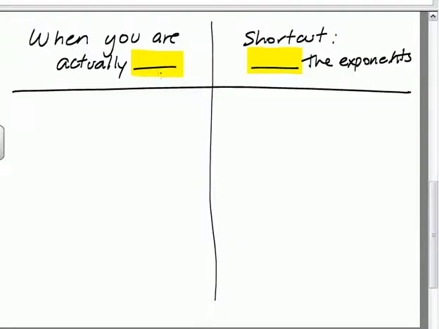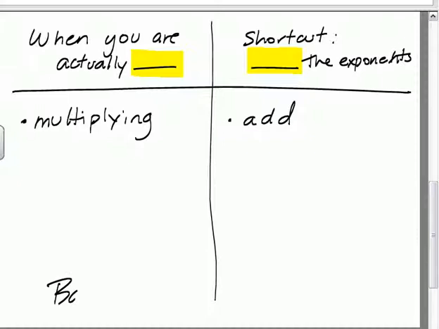Okay, let's summarize what we just learned there. So what we found is, and then in yellow I'm going to fill in the blank, when you are actually multiplying, the shortcut is to do what with the exponents? Add the exponents. Okay, so when you're actually multiplying, the shortcut is add the exponents. And can I remind you, this is when bases are the same.